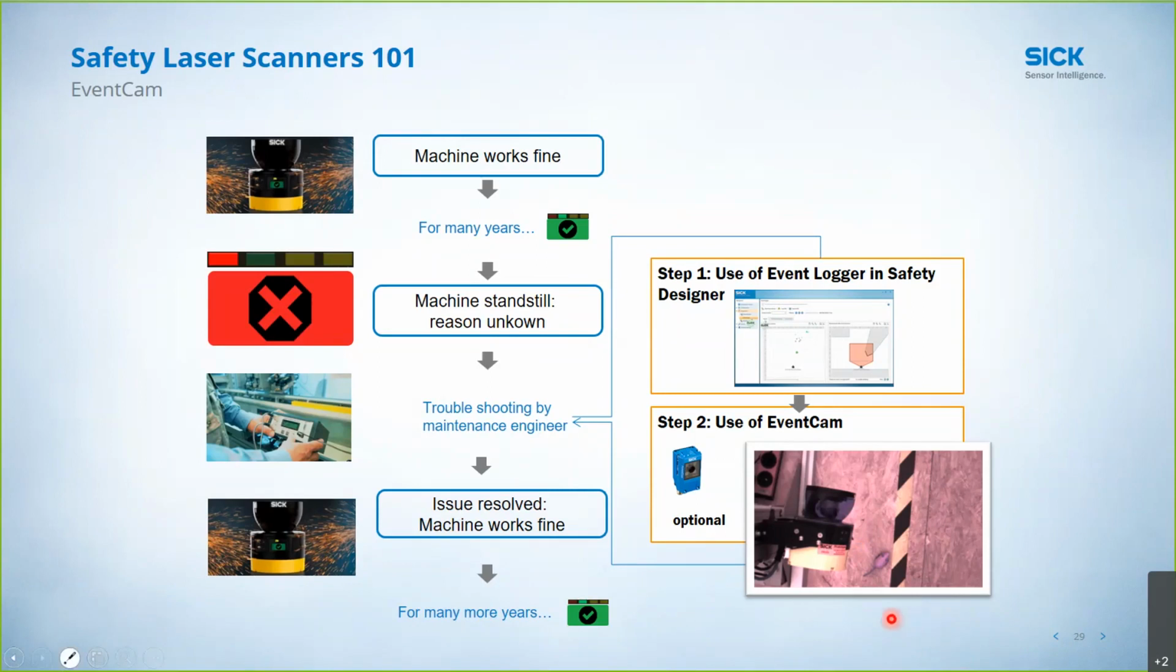So then we can set out a humane toy trap for a toy mouse and catch it, and then release it back into its toy box. And then the issue's resolved, the machine's working fine for many, many more years, and we're all happy. And of course, the event camera goes back into our toolbox to be used for another day.